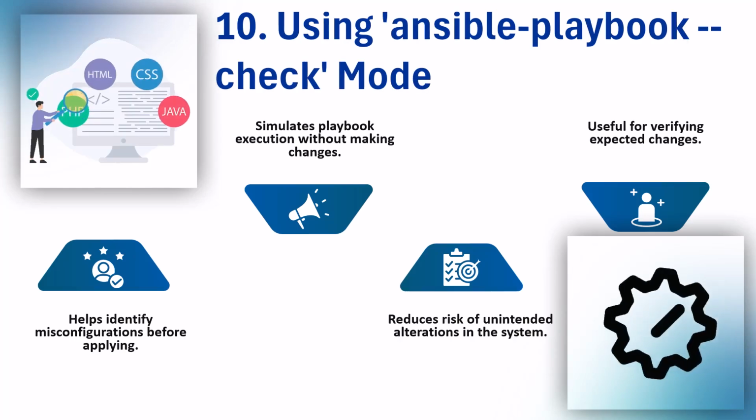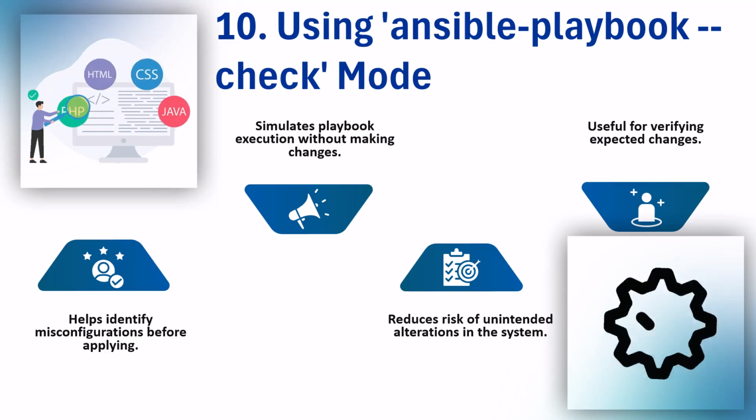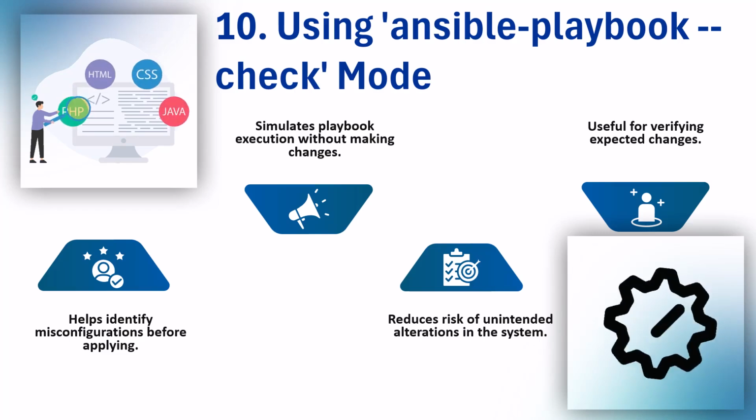Think of check mode as a rehearsal before the big performance. It lets us simulate execution, ensuring our playbook does what we expect without breaking anything. Like a safety net for tightrope walkers, this mode catches misconfigurations early and saves us from the horror of accidental system tweaks.